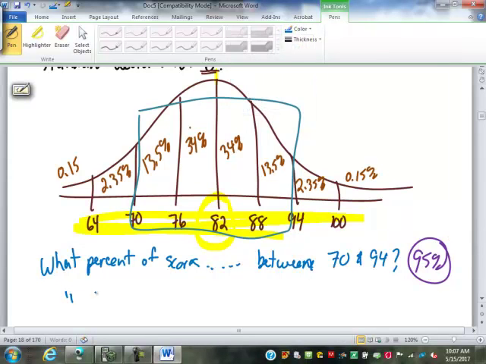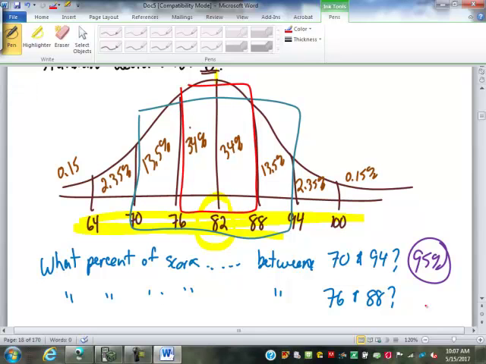What percent of scores would you expect to be between 76 and 88? Well, here's 76, here's 88. If I add those up, I get 68%.